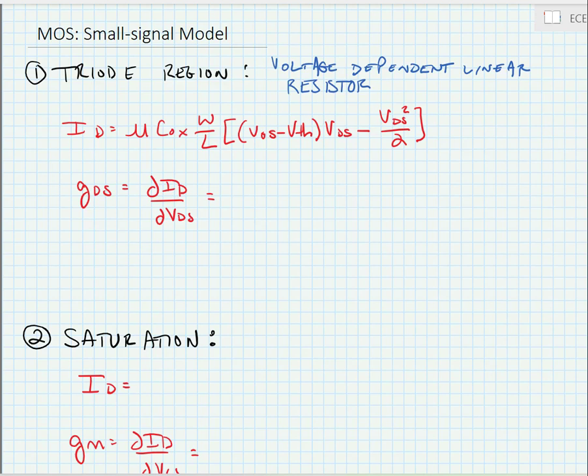We have a term called GDS, the conductance between the drain and source, that is given by the derivative of the drain current with respect to the drain to source voltage, and it is equal to mu times C aux times W over L times (VGS minus VTH minus VDS).